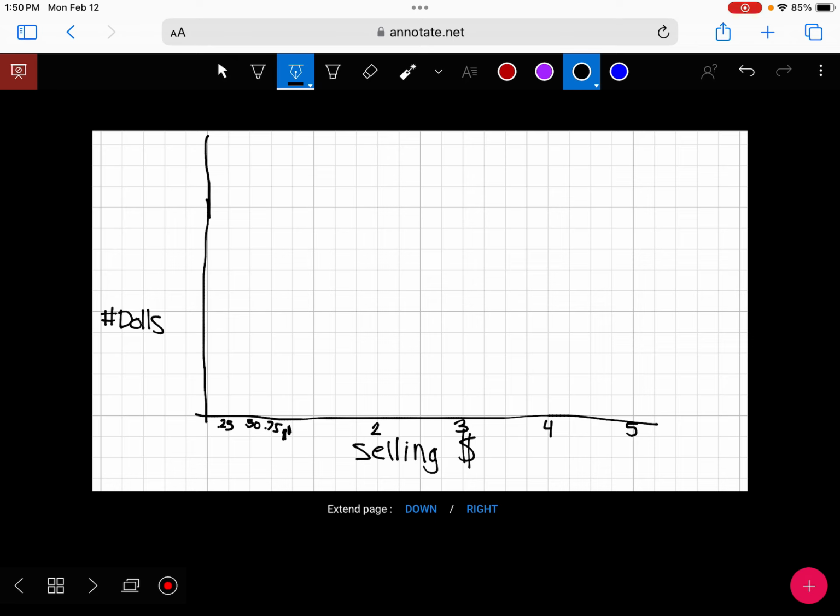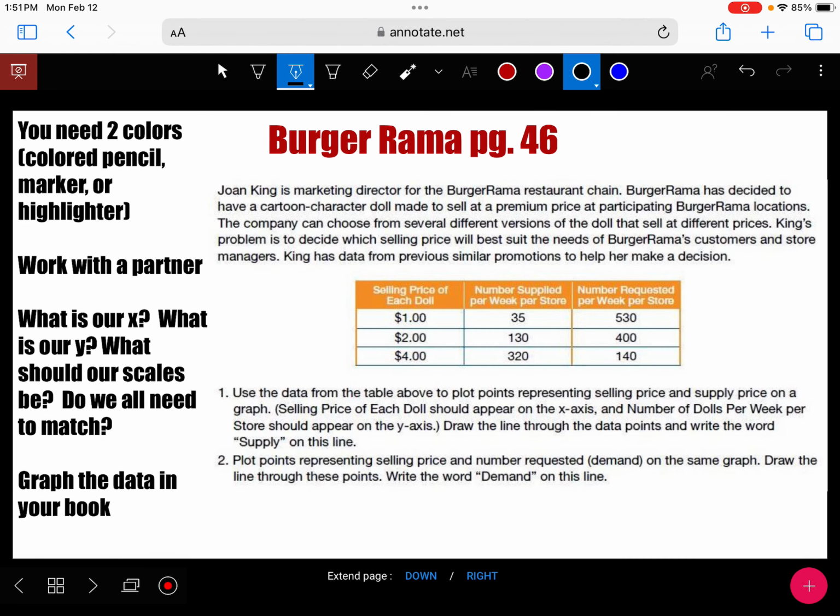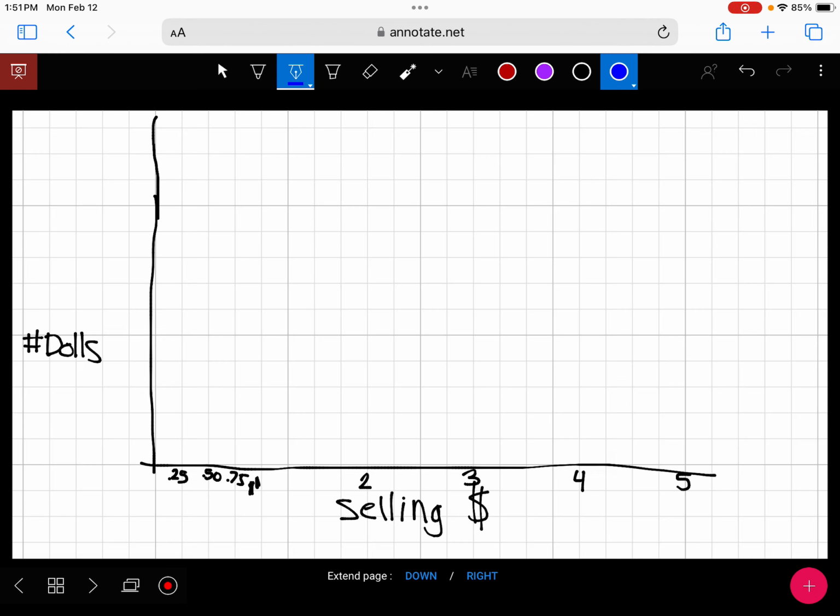And then to decide my scale on my Y's, I want to make sure that I get at least as high as my highest data point. I want to get at least that high. So if I need to count up to over 500, should I count by ones? No. I probably shouldn't even count by fives because I need to get all the way up to like 500 or more.